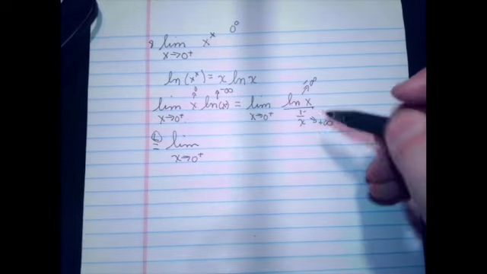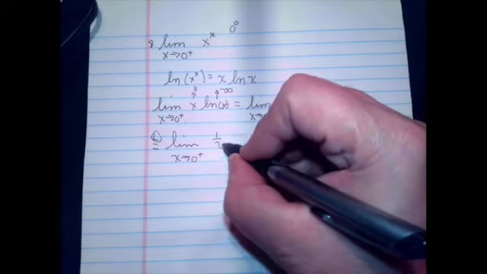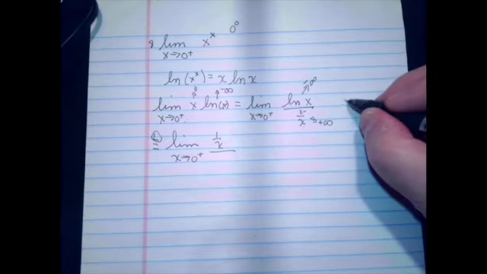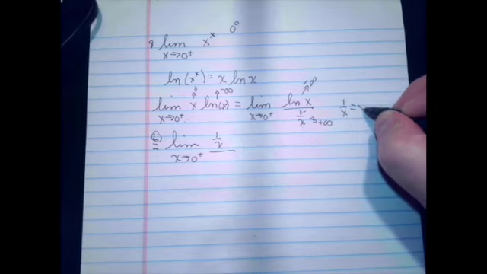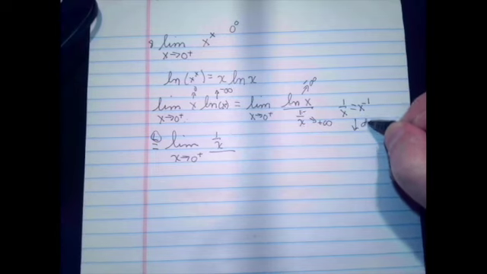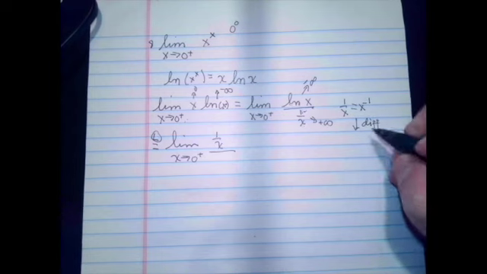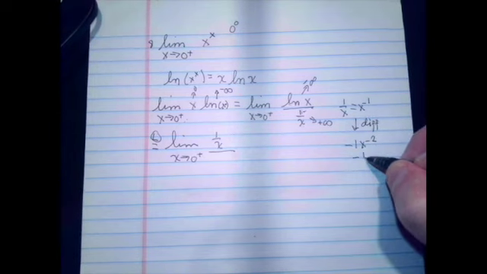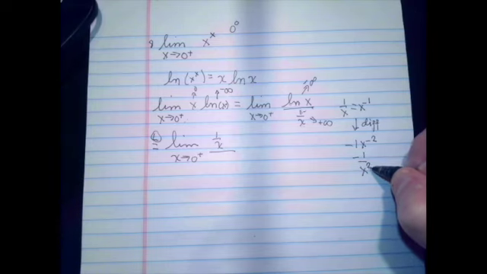The derivative of the natural logarithm of x is 1 over x. Now what about the derivative of 1 over x? Well, remember that 1 over x can be rewritten as x to the negative 1. So when you differentiate, you're going to get negative 1 x to the negative 2, which is negative 1 over x squared.